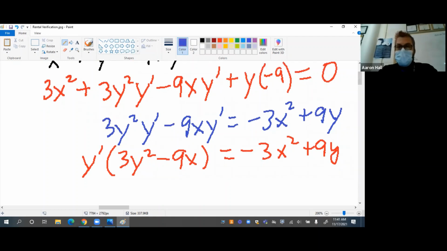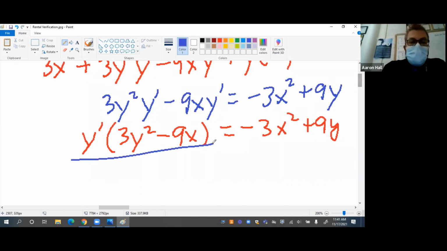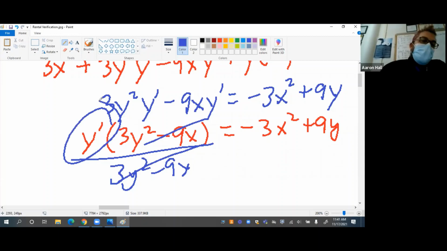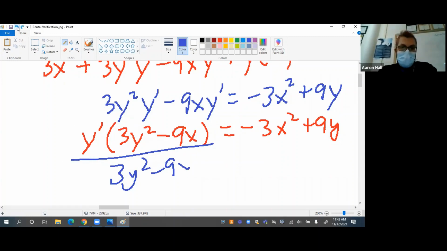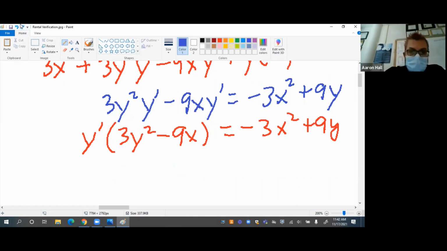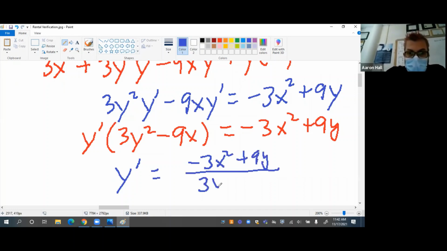Then you divide both sides by 3y squared minus 9x. Yeah, because that'll just give us 1 over here, and then times the y prime would just give us y prime by itself. So that's going to give me y prime equals negative 3x squared plus 9y over 3y squared minus 9x. Okay, now how do you feel about that? You're okay with it? Good.